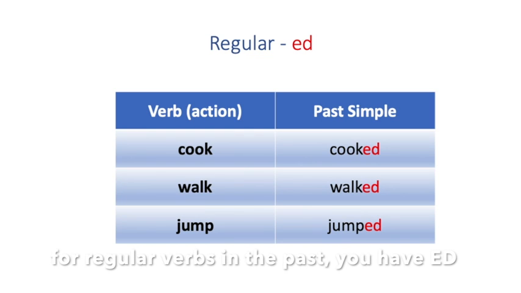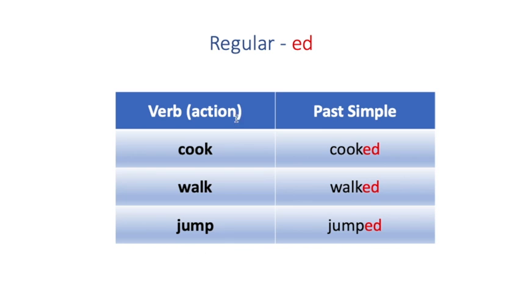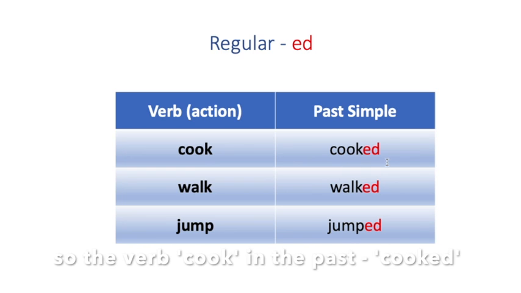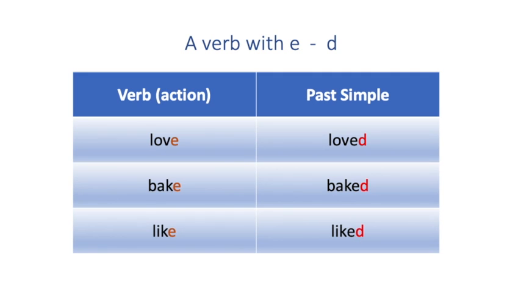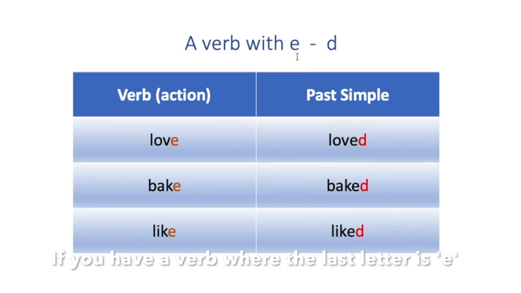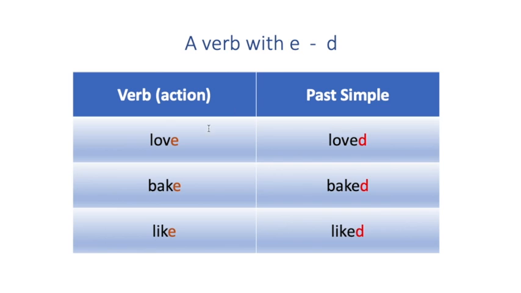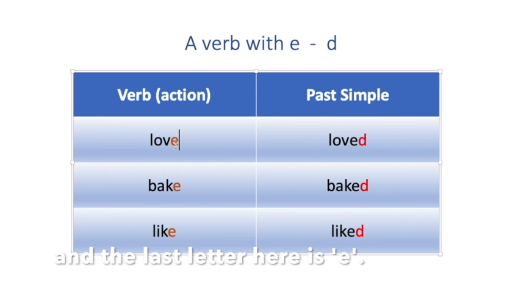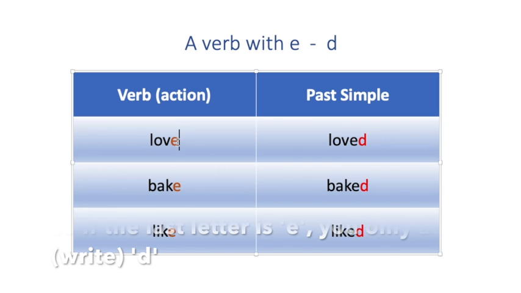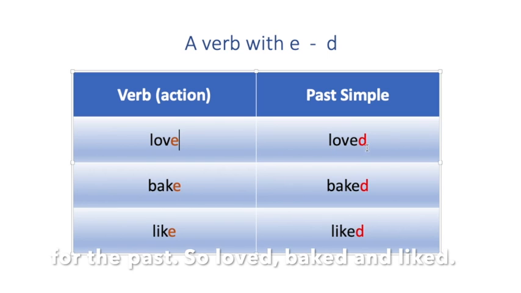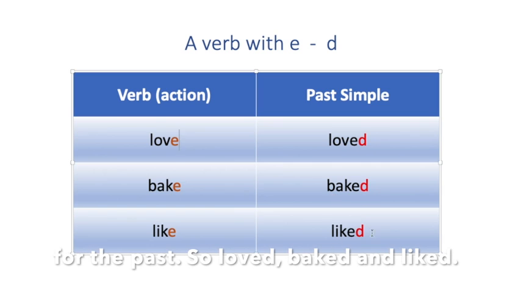For regular verbs in the past, you have ed. So the verb cook in the past, cooked. Walk in the past, walked. Jump in the past, jumped. If you have a verb where the last letter is e, okay, you can see here you have the verb love, and the last letter here is e. Same for bake and like. So if the last letter is e, then you only write d for the past. So loved, baked, and liked.